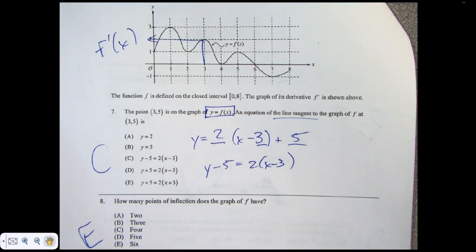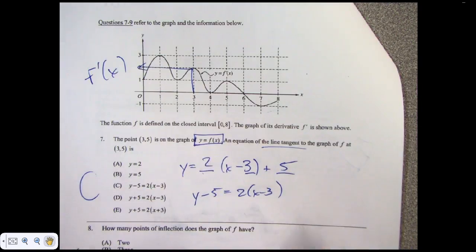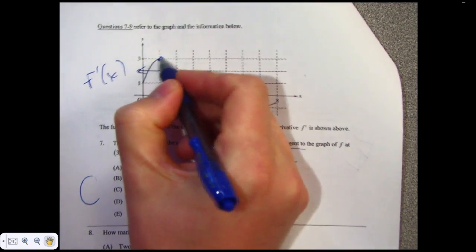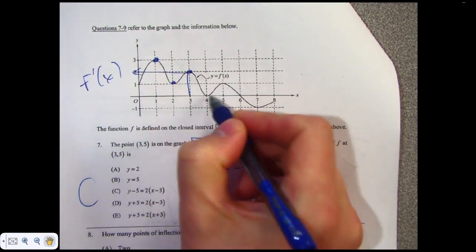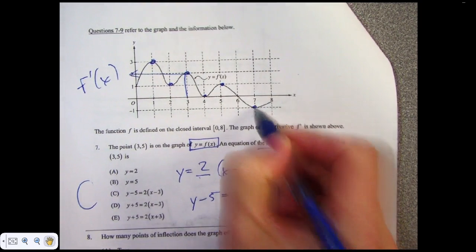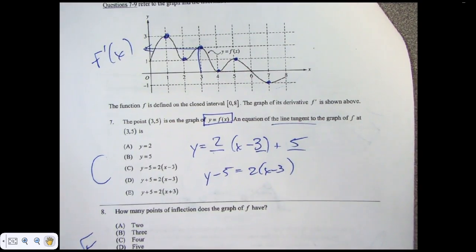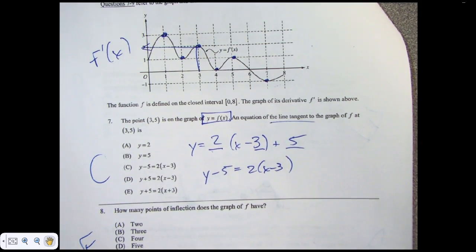All right, how many points of inflection does F have? This is the same question I just asked you on the previous one. Points of inflection, if you're looking at the derivative, happen where? The peaks and the valleys, right? So points of inflection will be 1 there, 2, 3, 4, 5, 6, because that's where the derivative switches from increasing to decreasing or decreasing to increasing. So there are 6.